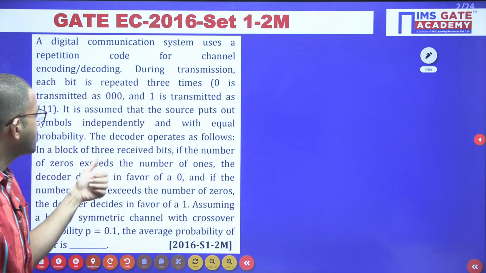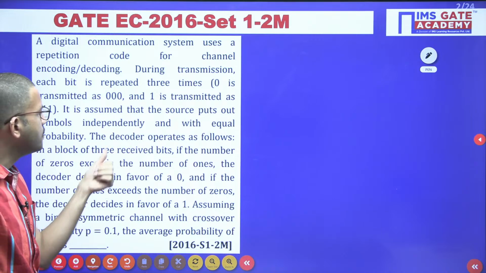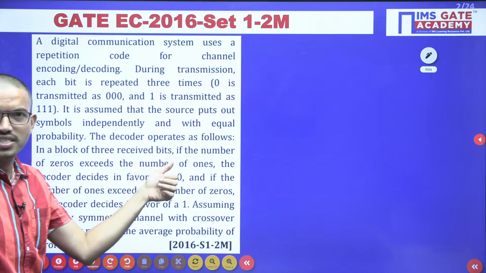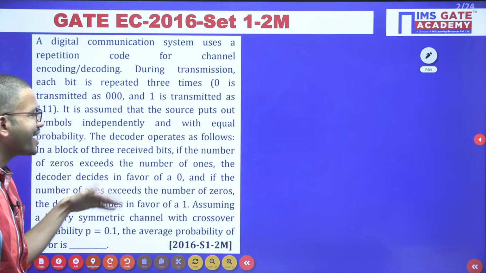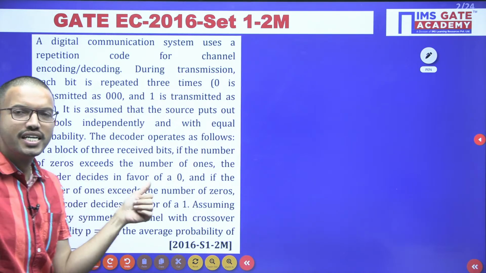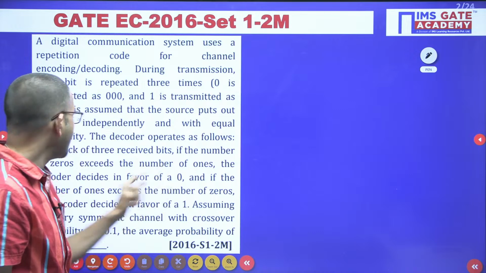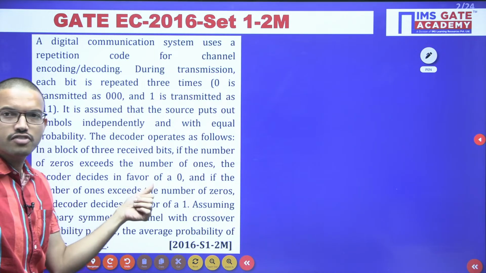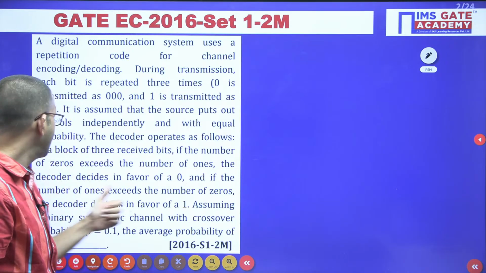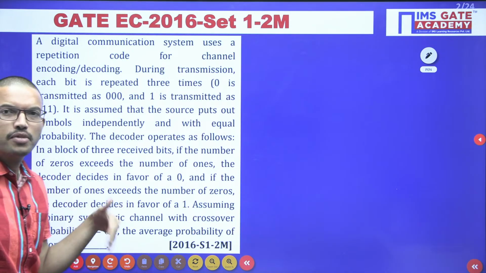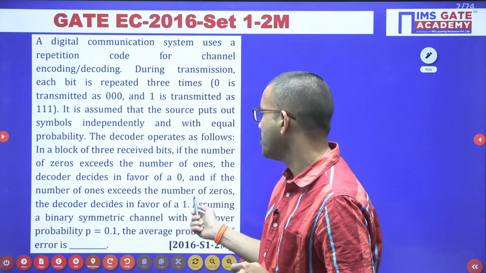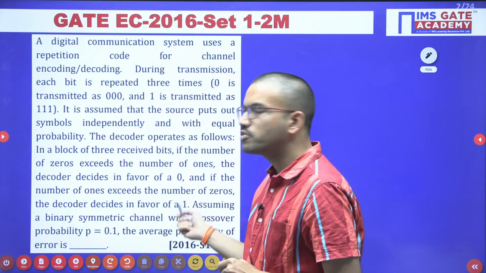So here they have mentioned the decoder operation. The decoder operates as follows. In a block of 3 received bits, if the number of zeros exceeds the number of ones, that means the zeros are the majority when compared to the number of ones, that time the decoder decides in favor of 0. That means the decoder is going to produce the output as 0. Similarly, if the number of ones exceeds the number of zeros, that means the ones are the majority when compared to zeros, that time the decoder is going to produce output as 1.